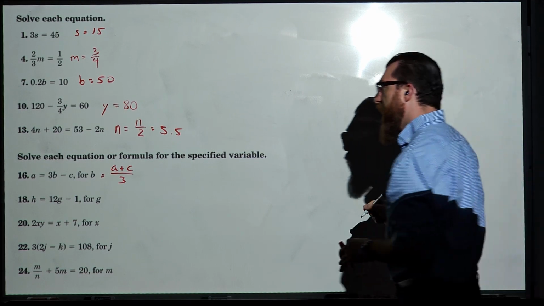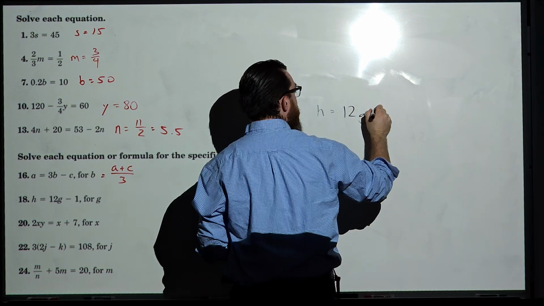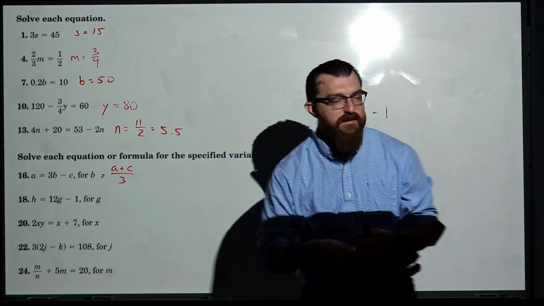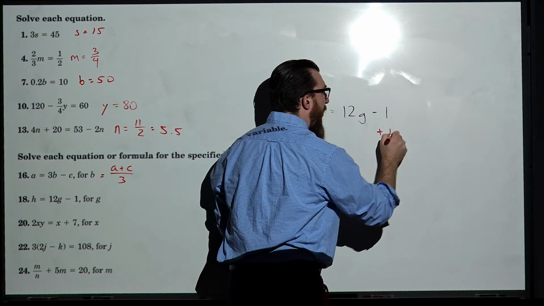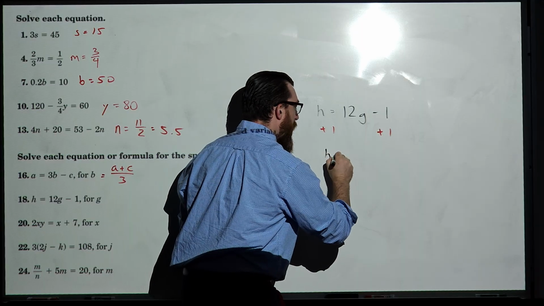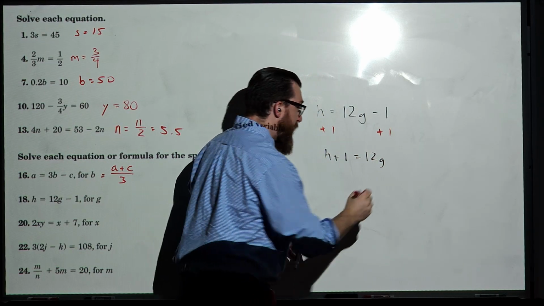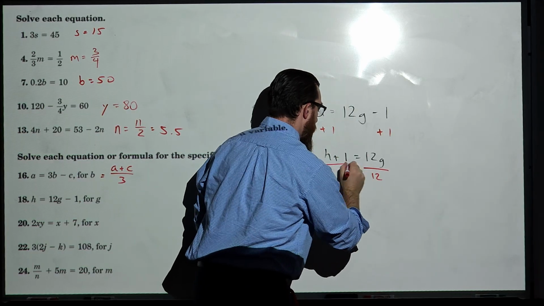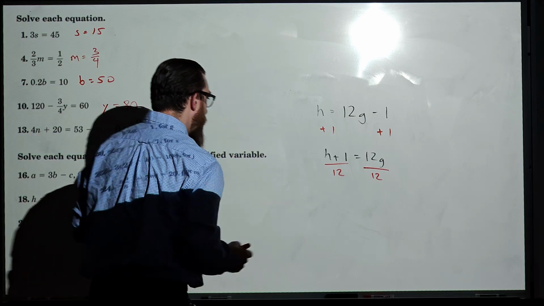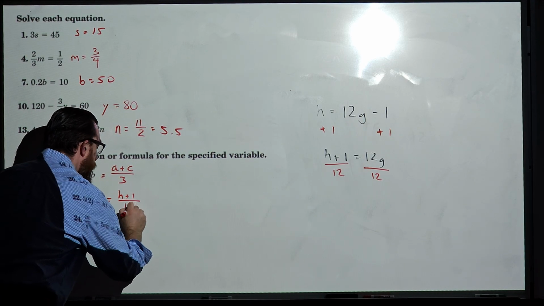Okay, next up, h equals 12g minus 1, solving for g. It's basically the exact same steps as before. I have to add something to both sides, and then divide both sides by something. And that would be it right there, because those 12s cancel out. G is just h plus 1 over 12.